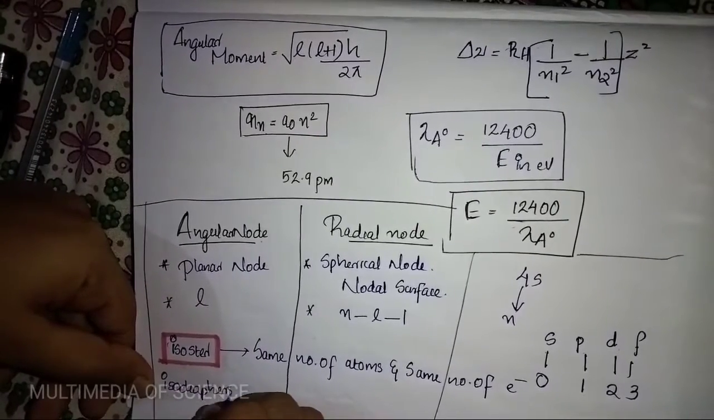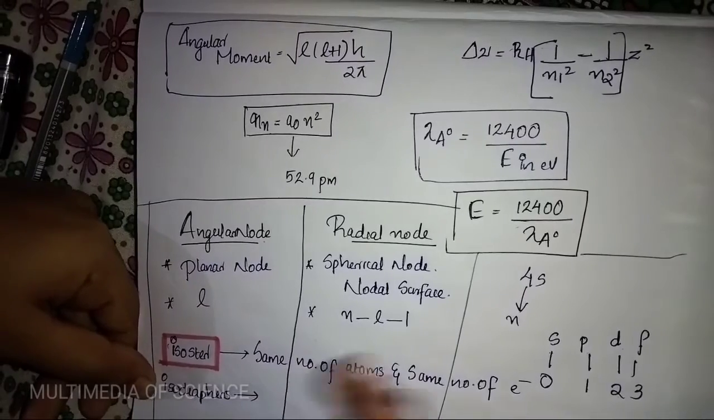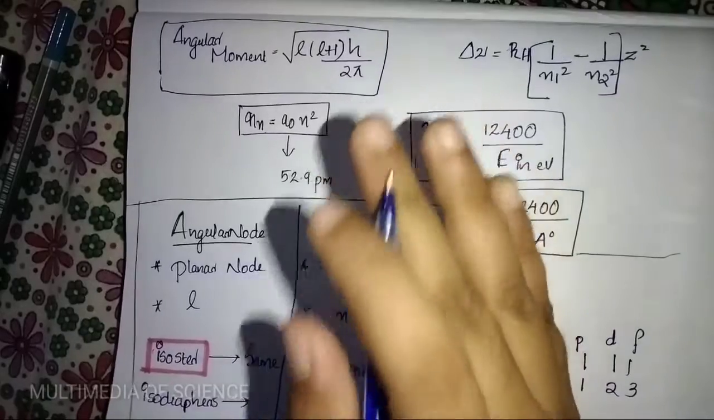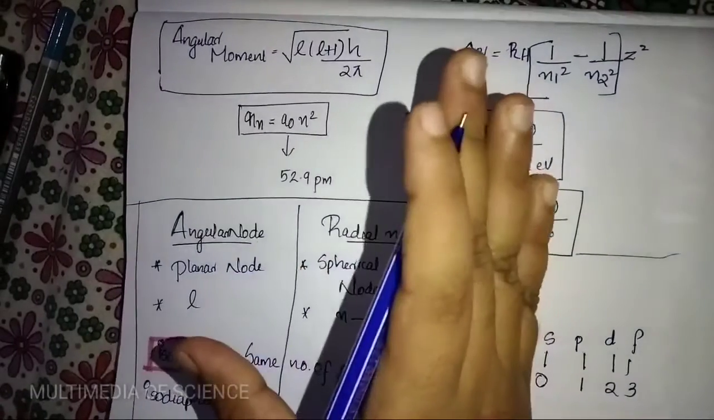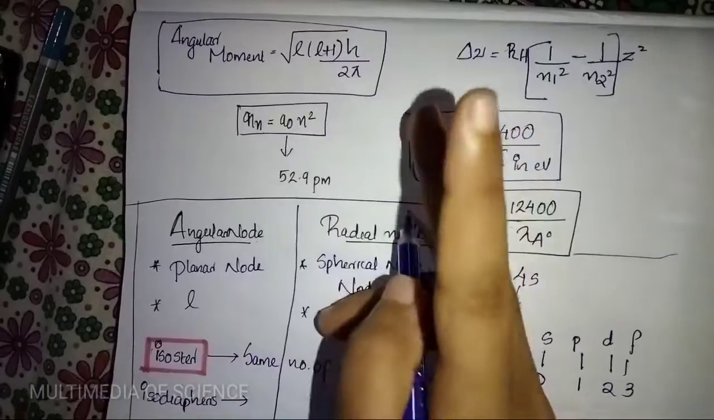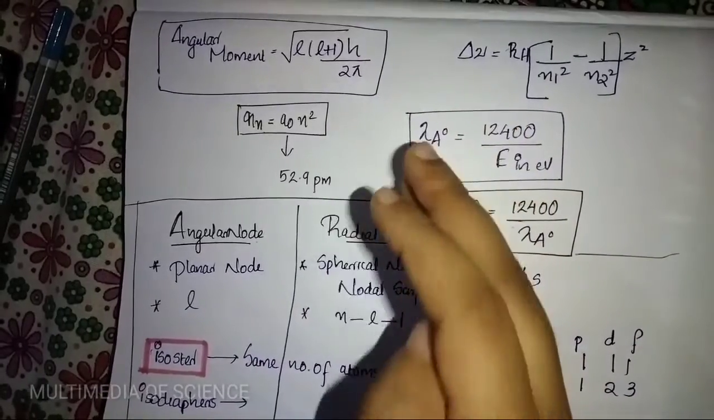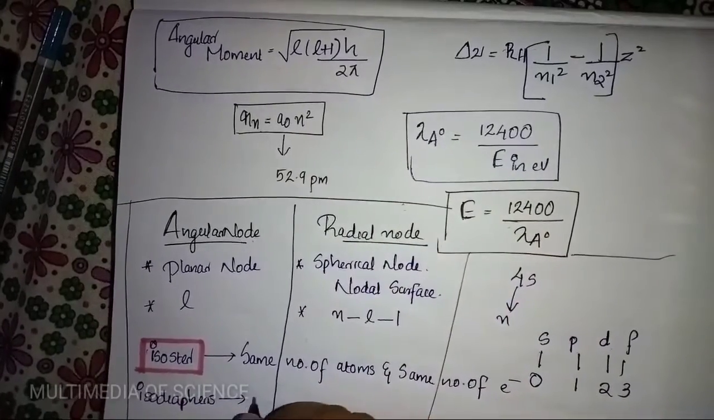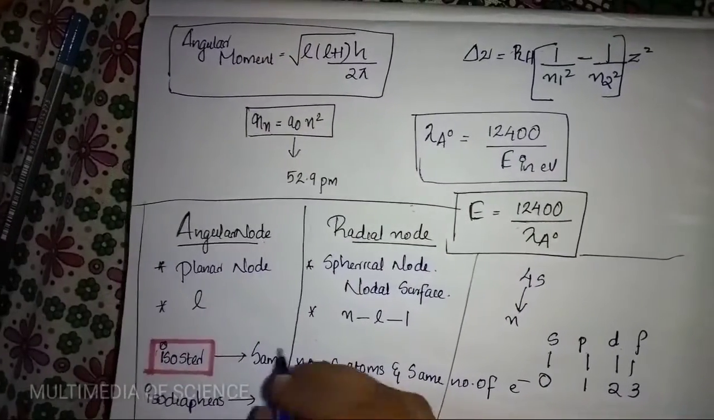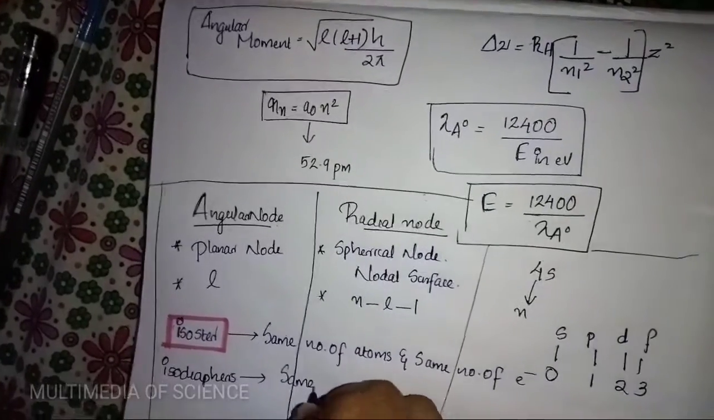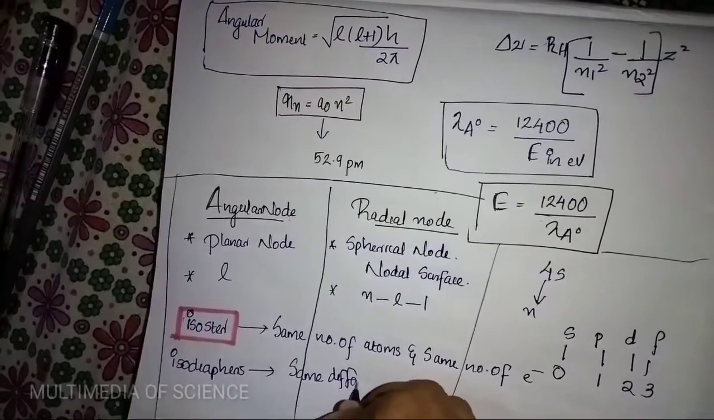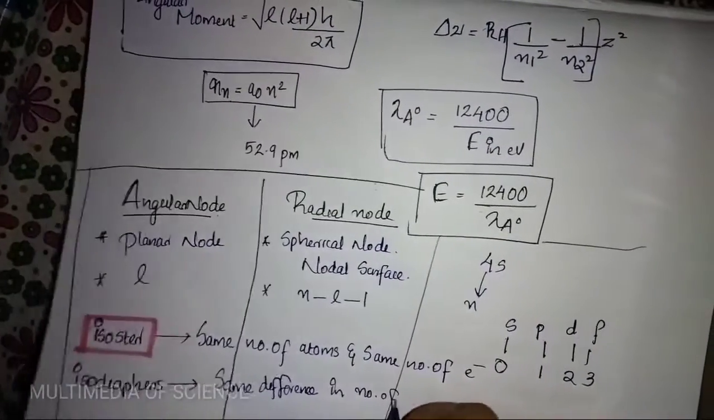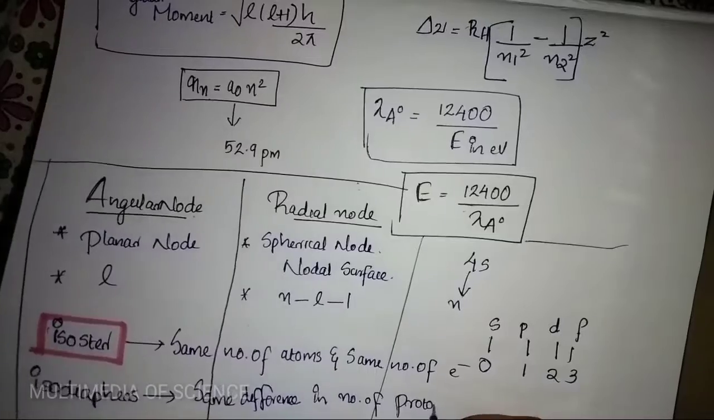Next is about isodiaphers. What are isodiaphers? If two elements have the same difference in the number of protons and neutrons. Clear? If the difference is the same, we can write it as the same difference in the number of protons and neutrons.